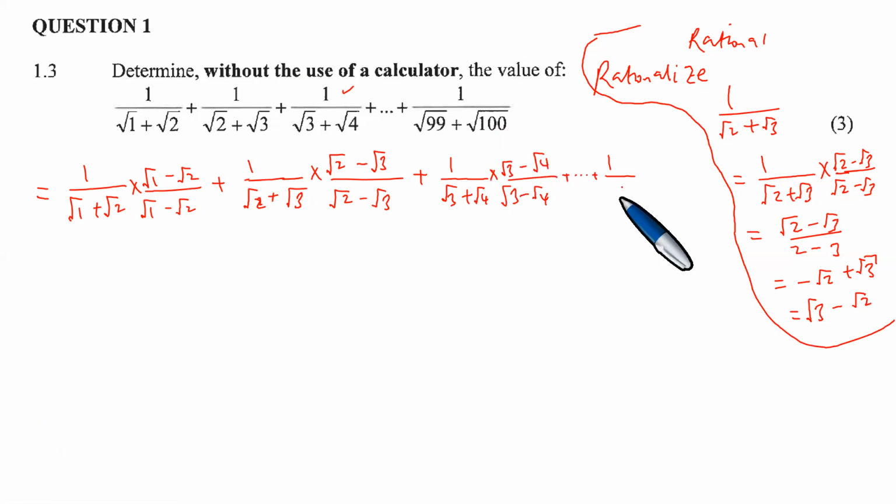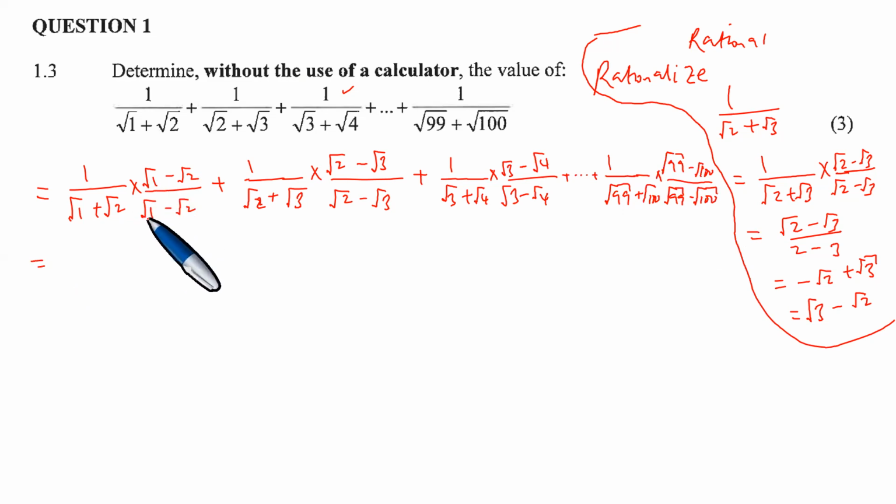So you have the square root of 99. You add the square root of 100 to it. You multiply by the square root of 99 minus the square root of 100. You divide by the square root of 99 minus the square root of 100. Okay, so you have this.